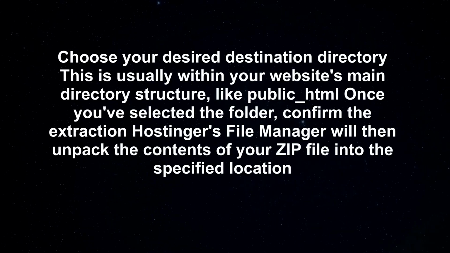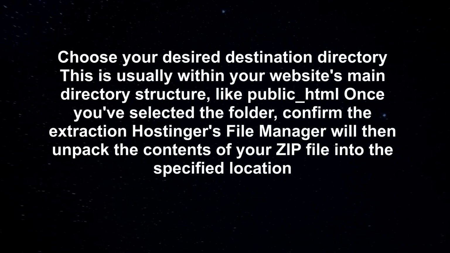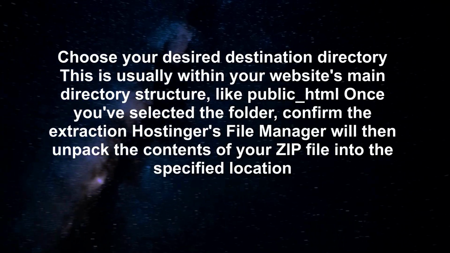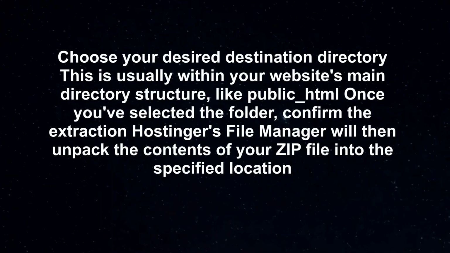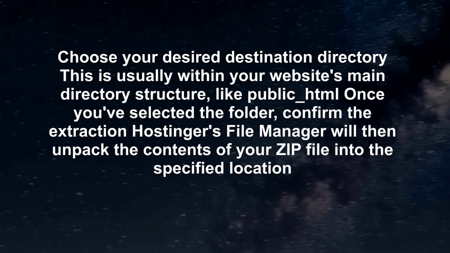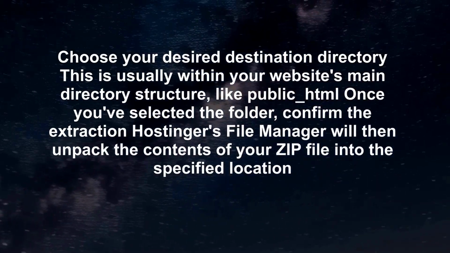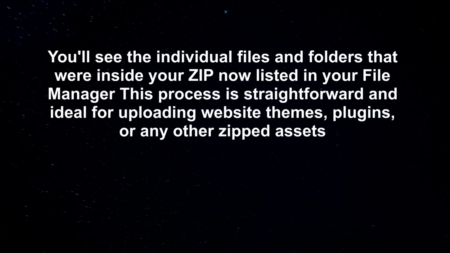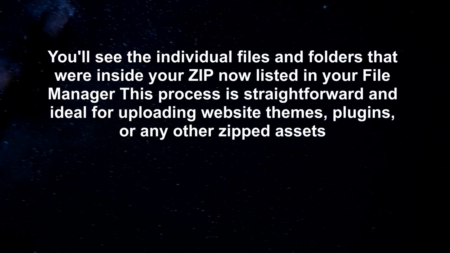Choose your desired destination directory. This is usually within your website's main directory structure, like public_html. Once you've selected the folder, confirm the extraction. Hostinger's file manager will then unpack the contents of your zip file into the specified location. You'll see the individual files and folders that were inside your zip now listed in your file manager.